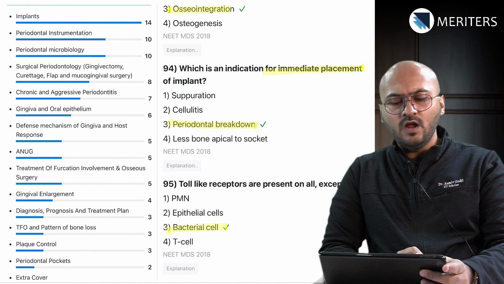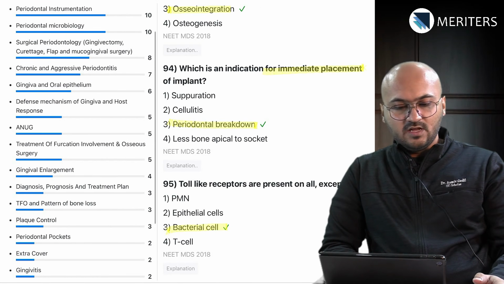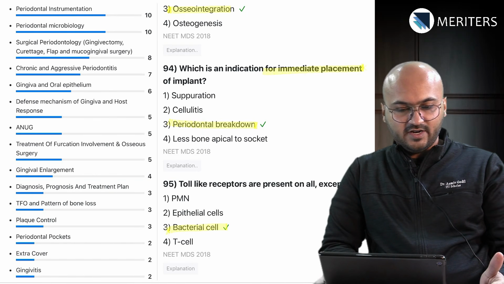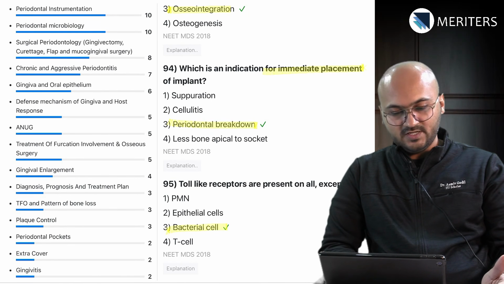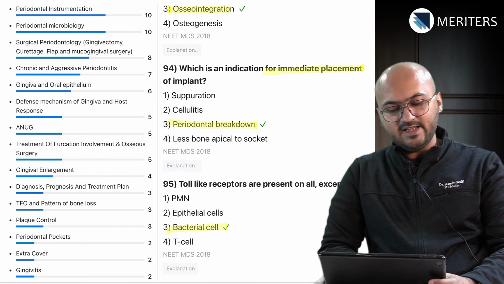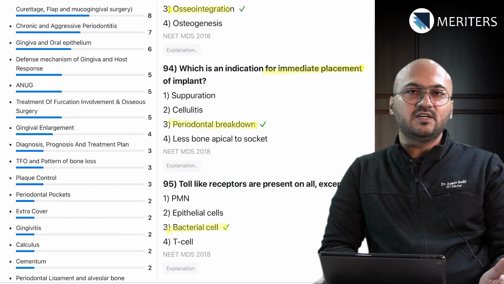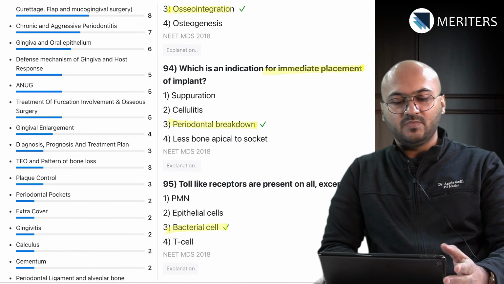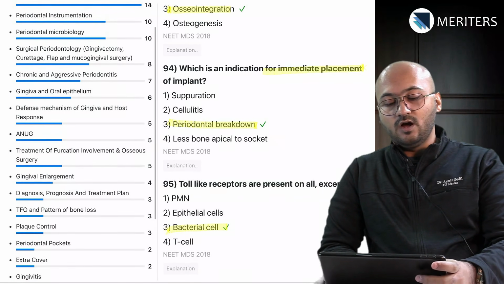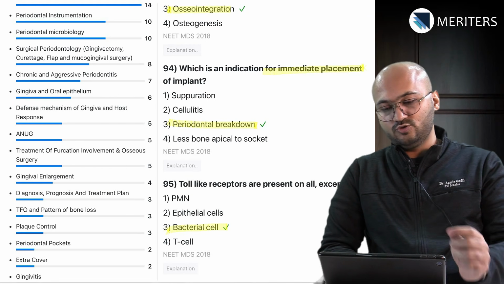And solve all the questions on them. Talking of primary perio topics, there are a lot of questions from plaque and microorganisms, a lot of questions from instruments and surgery, and fewer questions from plaque control, pockets, TFO, but that doesn't mean you are going to neglect these topics. Now this is an easier approach once you know which topics to focus on.